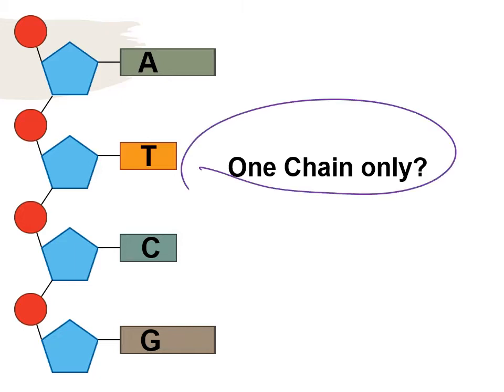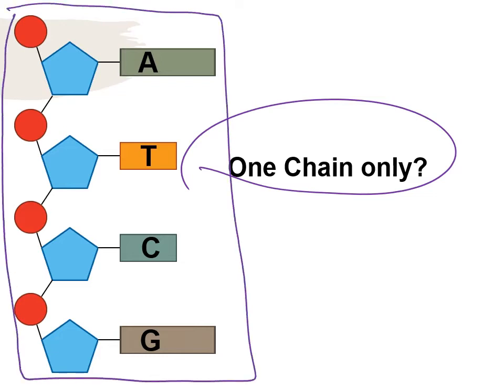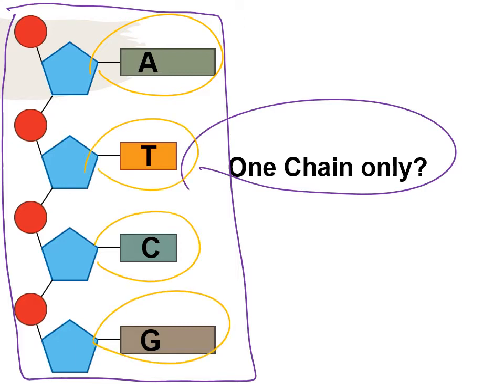Scientists now had a question. Does DNA exist in one chain only? Their answer is no, because a single polynucleotide is very unstable to exist on its own. Let's take a look. For the nucleotides here, each of them has a nitrogenous base, and there are different types. A stands for adenine, T stands for thymine, C stands for cytosine, G stands for guanine.